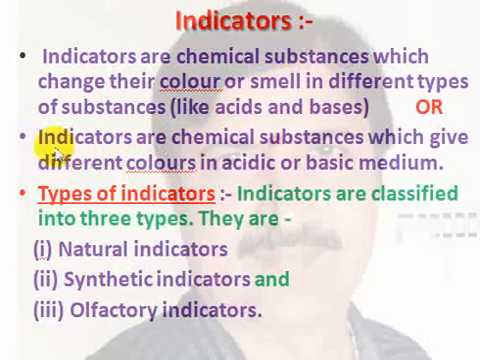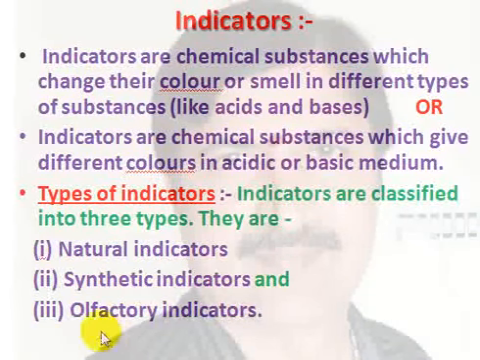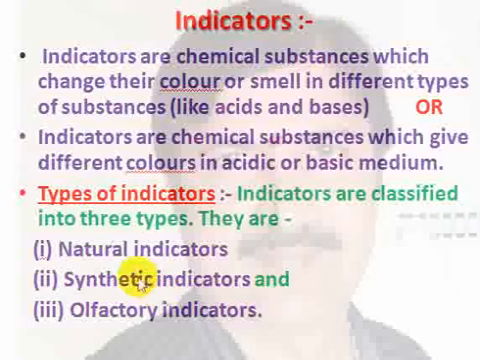This can otherwise be defined as: indicators are chemical substances which give one color in acidic medium and some other color in the basic medium. There are three different types of indicators. Indicators can be broadly classified into three types. They are natural indicators, synthetic indicators, and olfactory indicators.